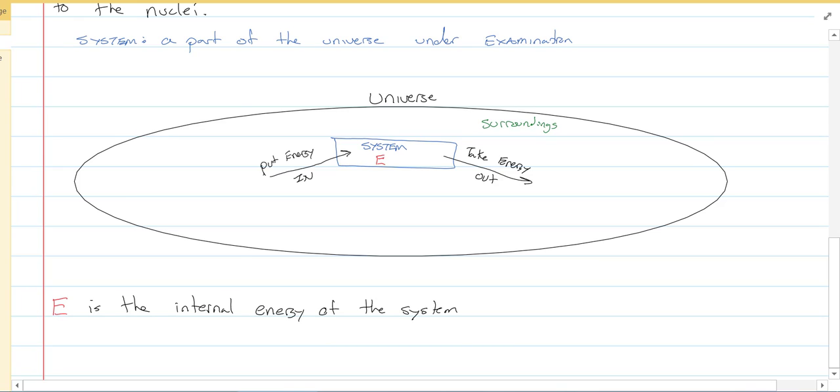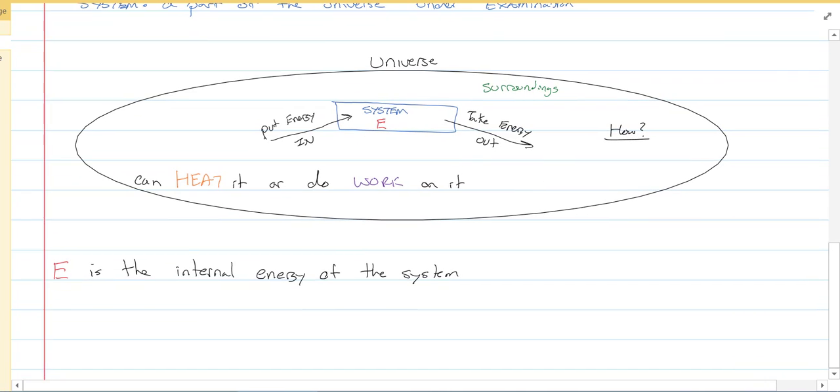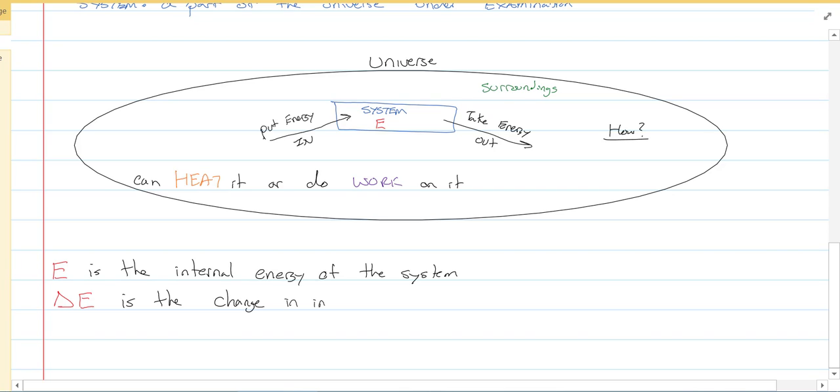So when we look at our system, whether you're having a campfire or whatever you're doing, how do you put energy into a system? How do you take energy out of a system? The question is how? And the answer is I can heat the system or do work on it. Delta E is the change in internal energy. So heat has a letter of Q. Work has a letter of W.